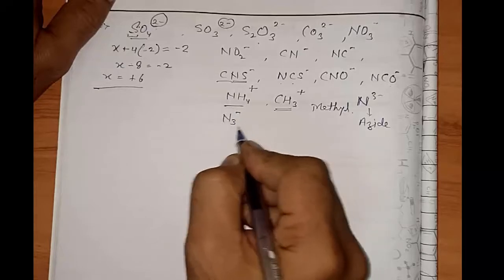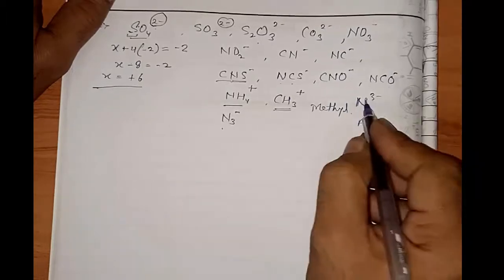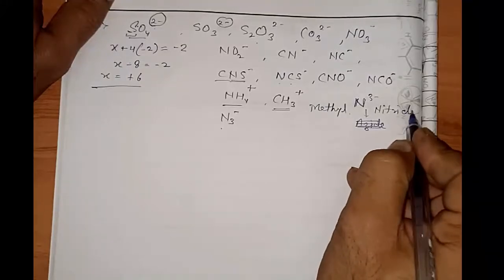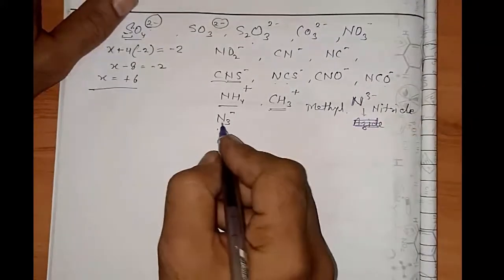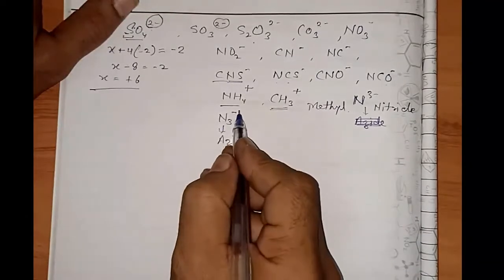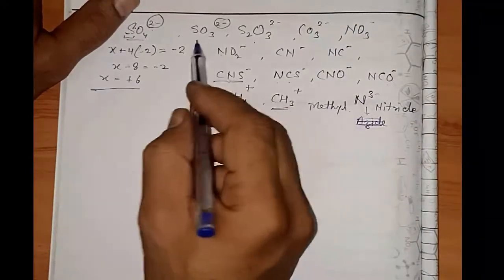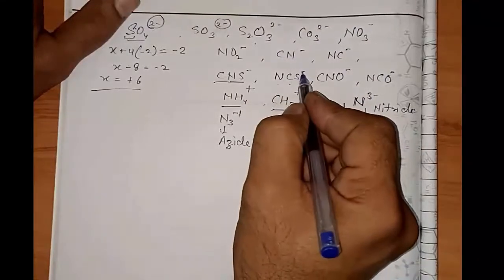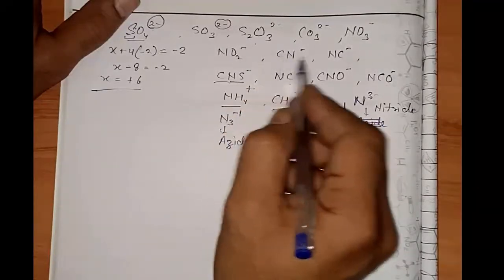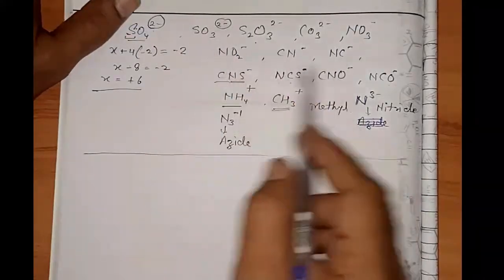Similarly, N3 minus, this is not azide, this is nitride. This one is azide ion, N3 minus 1, and N minus 3 is called nitride ion. So students, in different types of ions, whatever the charge present is equal to the sum of all the oxidation numbers. I hope you understood.